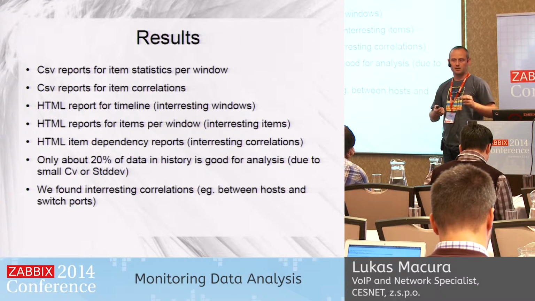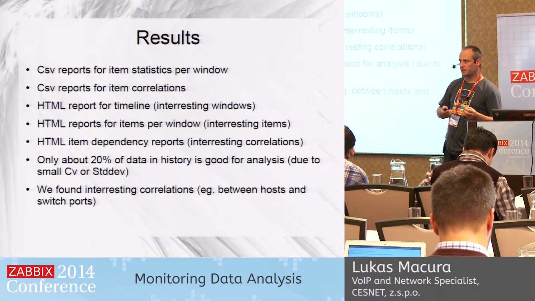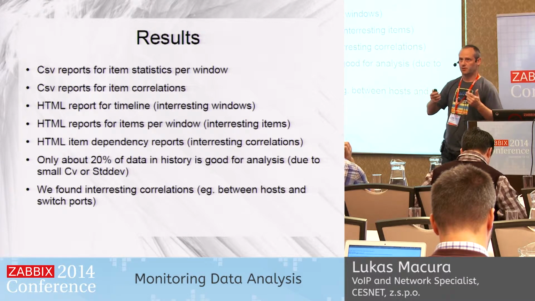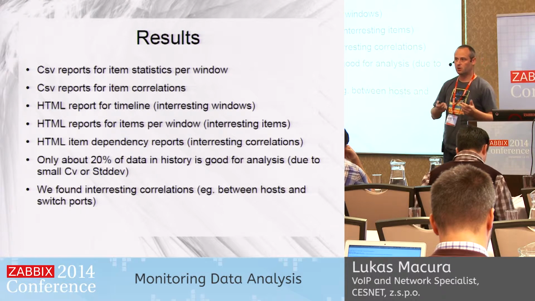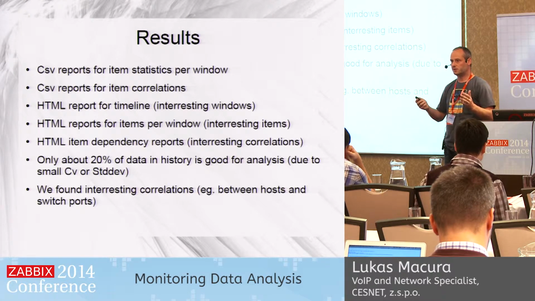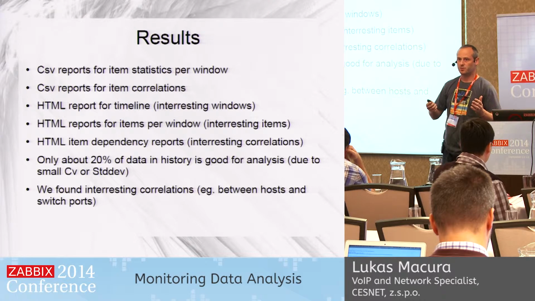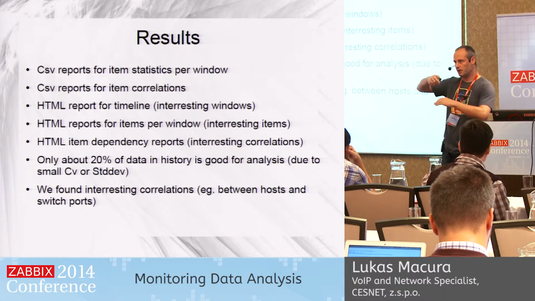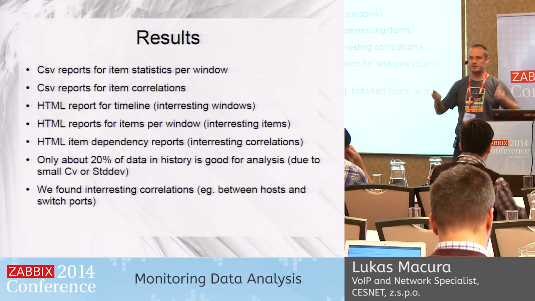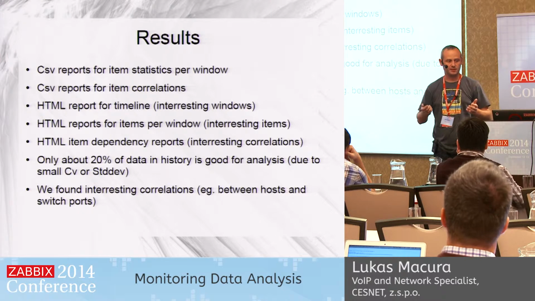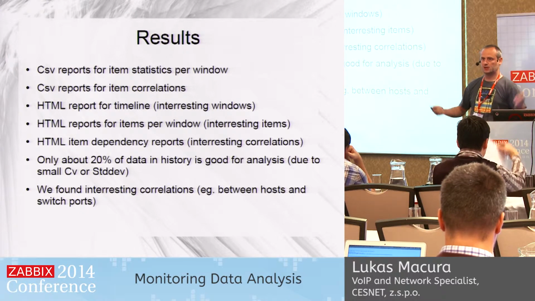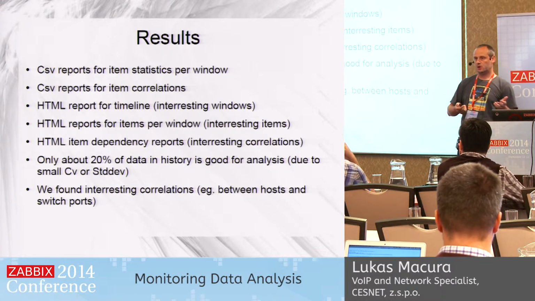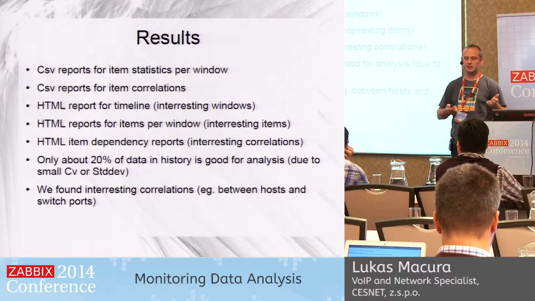What to say? We can drop 80% of data in history in our setup. 80% of data are not interesting for next analysis because in given time windows there was not enough change. There is still the same value or really small amount of changes in the window. So for analysis this time window is not interesting. So only 20% of data goes through preprocessing. And we found some interesting correlations between hosts and switch ports.